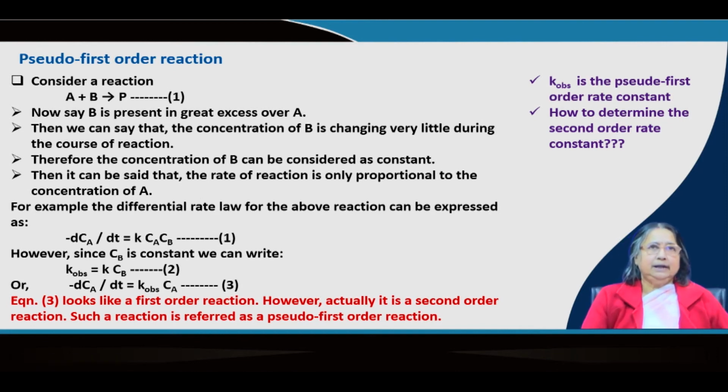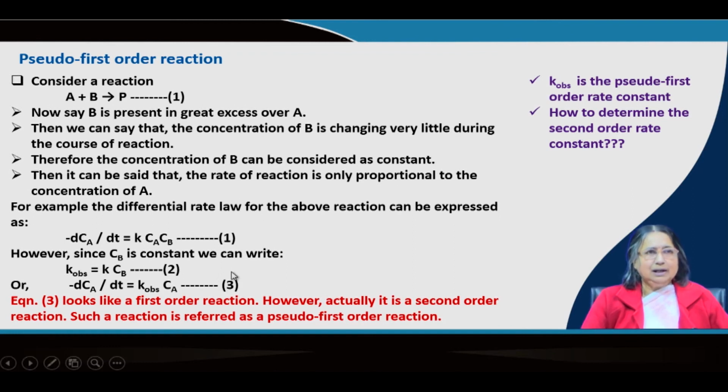In that case, if we write the rate expression, it will be dCA/dt, because we are considering only A. So, dCA/dt, this is the rate of the reaction, it will be K into CA into CB, although this is the actual, but CB is constant. So, K into CB is also another constant, and we have written that as K observed, which we see experimentally. So, dCA/dt, the rate, is nothing but K observed into CA. So, this is the first order.